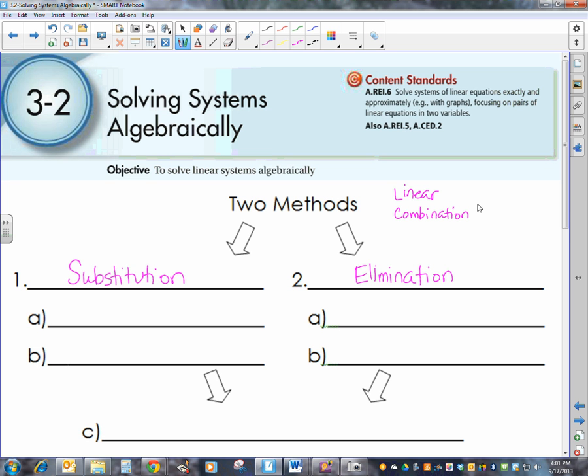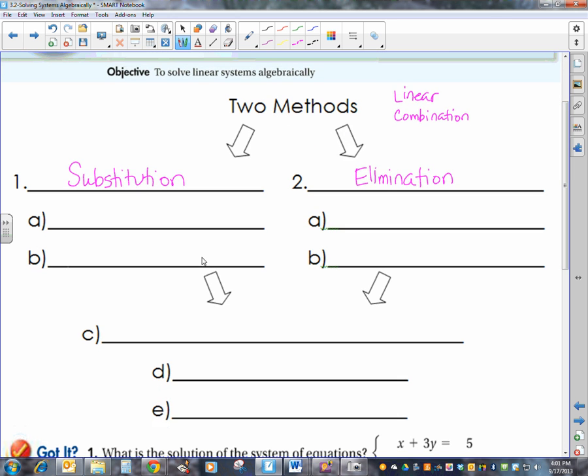First off, notice from the little graphic that I have, the first two steps are different in these methods, but once you get down to a certain point, everything's the same. So it's just a matter of how you start the problem off. To begin with, in substitution, you want to pick an equation and solve for a variable. It doesn't matter which variable.